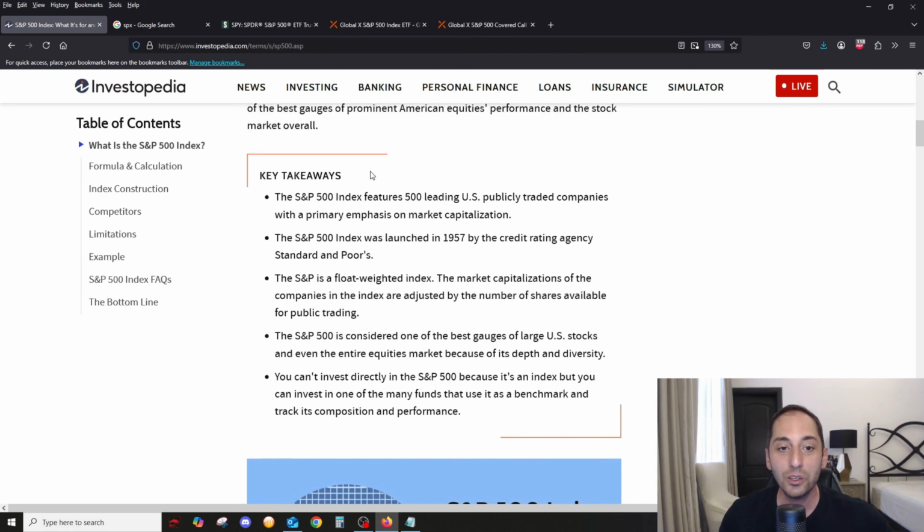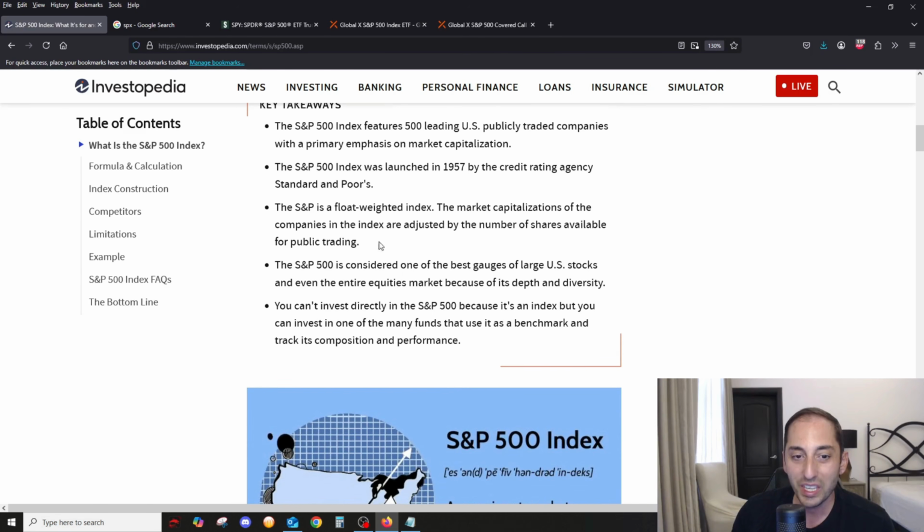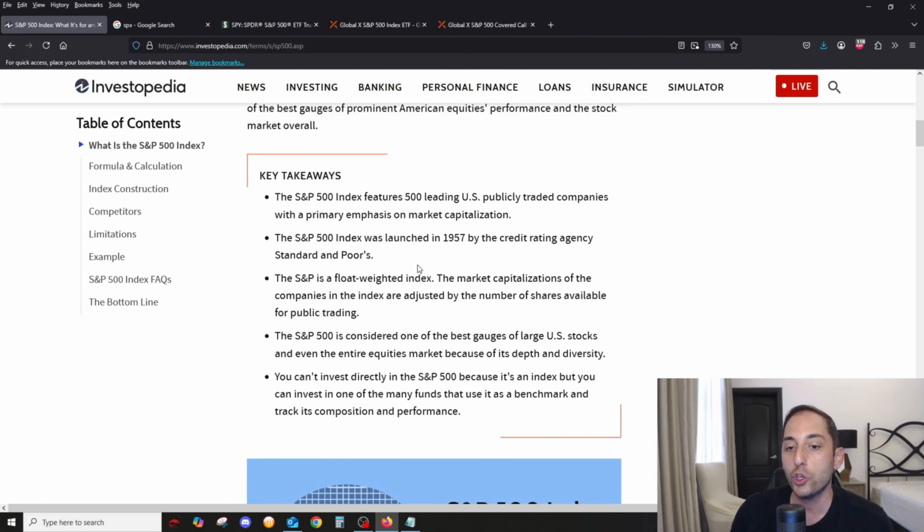So the key takeaways, like we said in the definition: 500 leading US publicly traded companies with a primary emphasis on market capitalization. We'll see the top 10, but this basically means that the bigger the company is, the bigger percentage it's going to make up of the index. This index was launched in 1957 by Standard & Poor's. It's considered one of the best gauges of U.S. large cap stocks and even the entire stock market because of its depth and its diversification. We'll see that in a second.